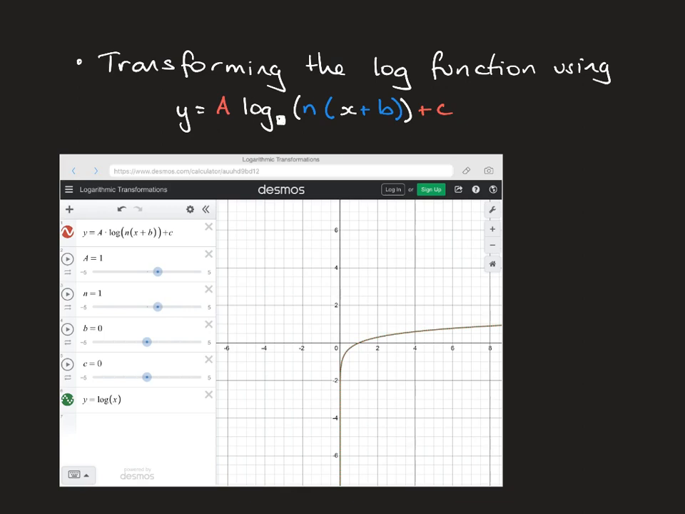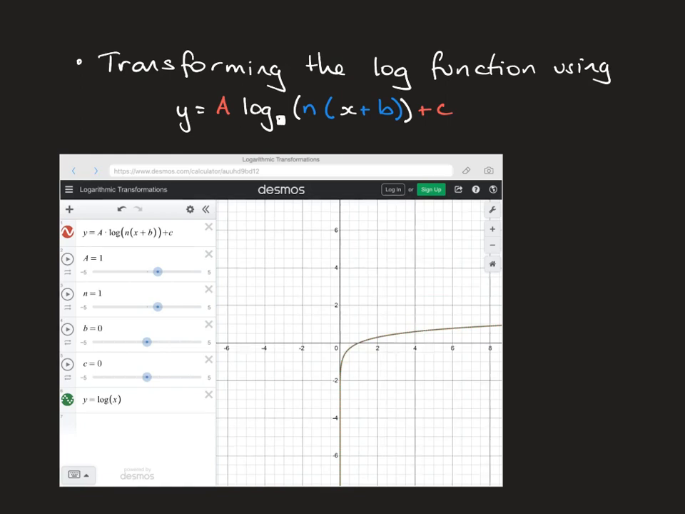Our b is our horizontal translation, and let's see what happens when we change this. I'm currently making it +3, +4, 2, 1, +1, 0. Now the b value is -1, -2, -3. So it does exactly the same as it has done for all our other functions. And the plus c on the end of the formula at the top shifts the whole thing up and down.